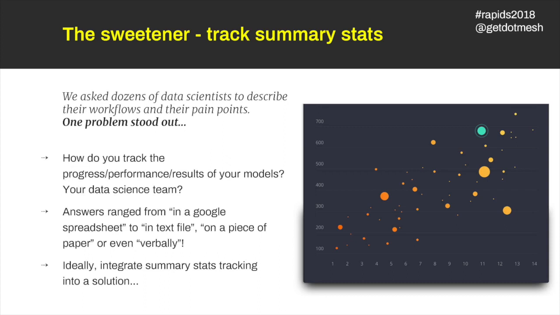So that was an interesting conversation. And when we had that conversation, the person I was speaking to kind of knew that it wasn't the best answer. So ideally, we can integrate summary statistics tracking, i.e. the accuracy of a model, and also the parameters that are used to generate those models into a solution so that we can solve reproducibility and provenance and summary stats tracking in one go.